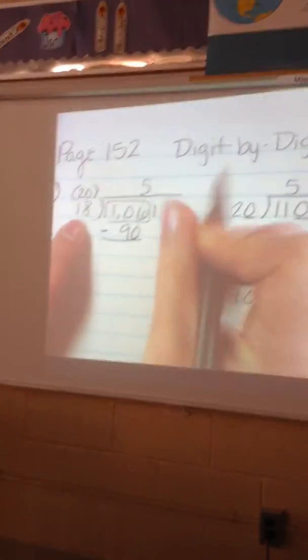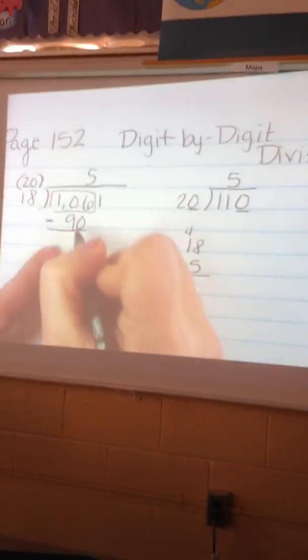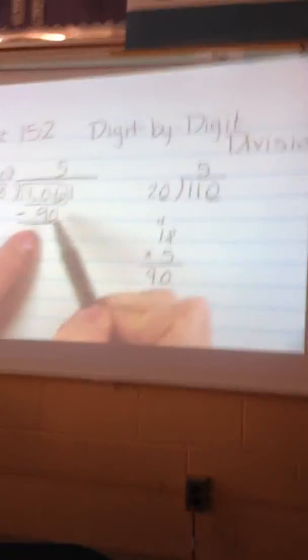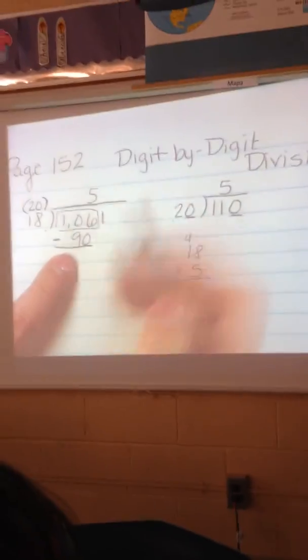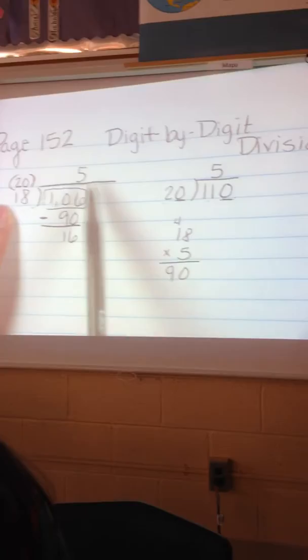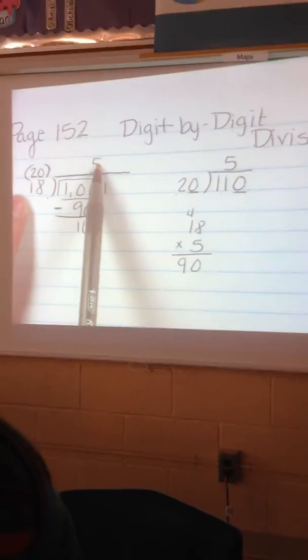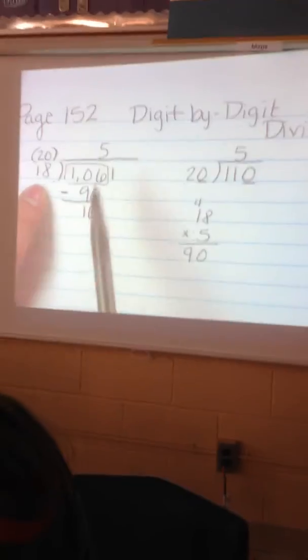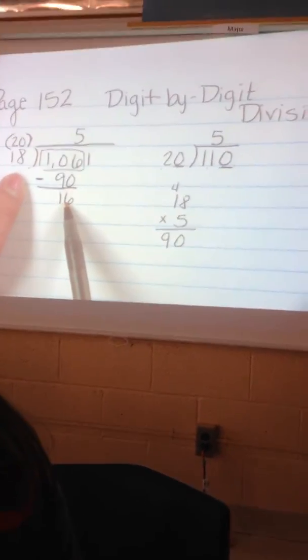Okay. And then subtract. For the subtraction, you might want to just count up: 90 to 100 is 10, and then there's 6 more there. So it's 16, which means that I estimated the correct number, because 18 is higher, so it can't go into 16. So that means I guessed enough here.